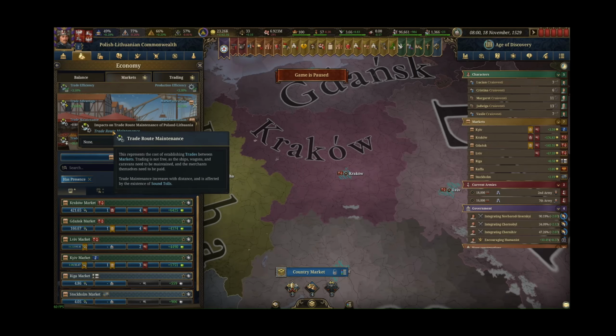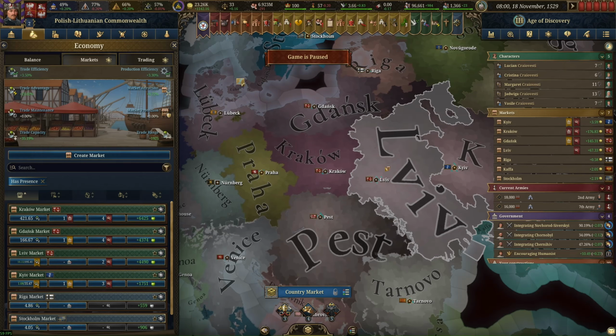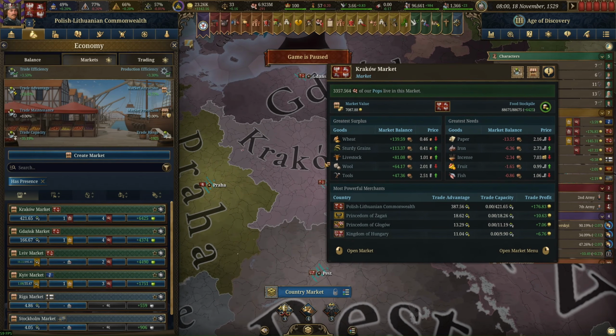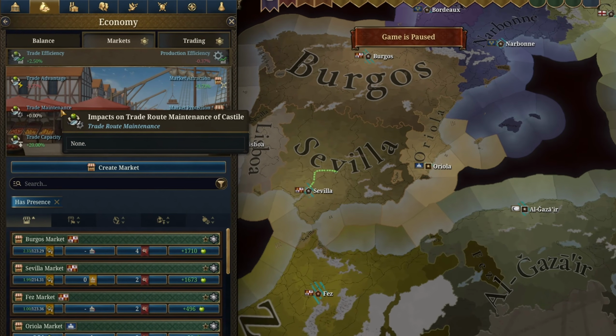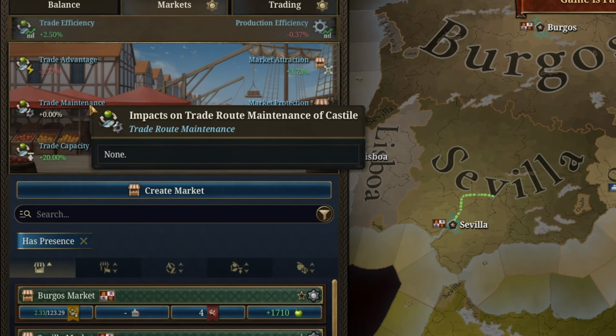Trade maintenance, or more precisely, the cost of maintaining a given trade route. It only exists when we're talking about trade between markets. Inside a single market, there is no such cost. After the last patch, this statistic became important. Previously, it could be ignored.